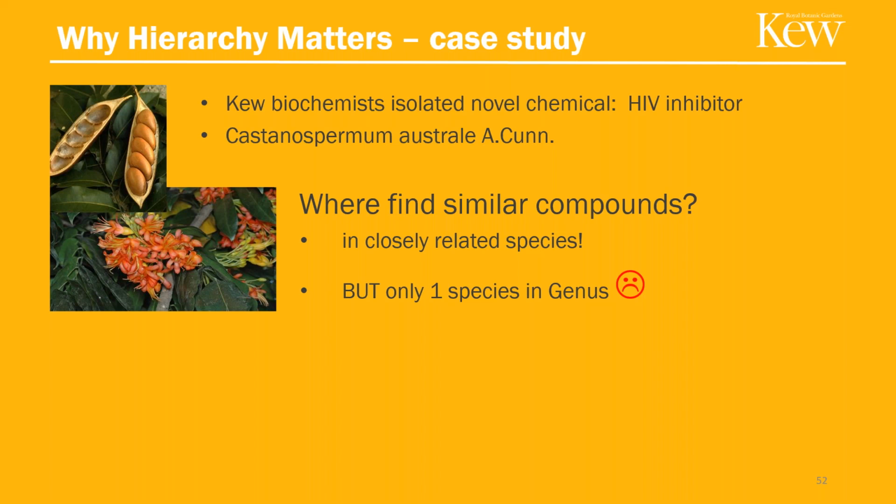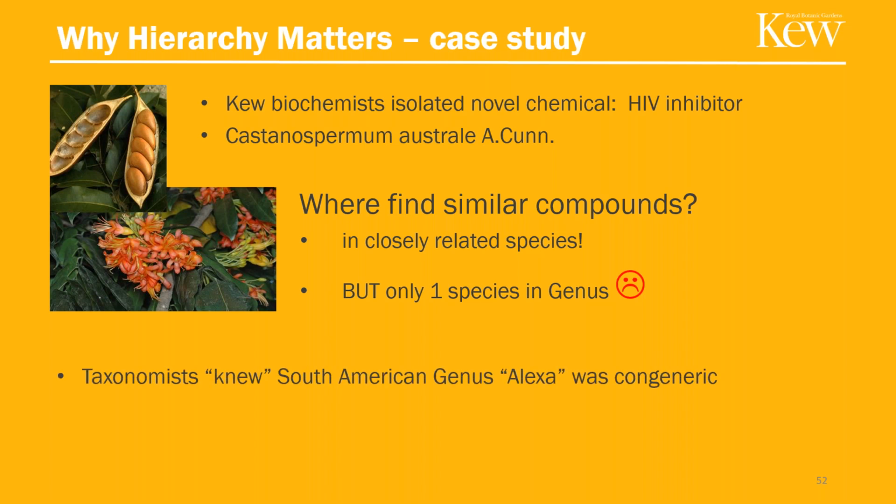So they then went and started talking with their more traditional taxonomist colleagues at Kew, who knew this particular group of plants well. And they had already established in their minds and amongst their discussions with their colleagues around the world that the genus Castanospermum was actually the same thing as a South American genus called Alexa. They just happened to have been published at different times. For historical reasons, they were treated as two genera when they really should have been one single genus. And no one had really had the time or the resources to publish the changes of names to this.